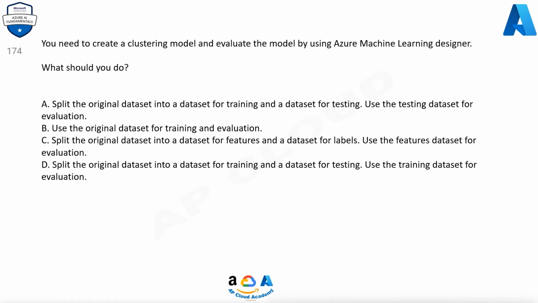C. Split the original dataset into a dataset for features and a dataset for labels. Use the features dataset for evaluation. D. Split the original dataset into a dataset for training and a dataset for testing. Use the training dataset for evaluation.